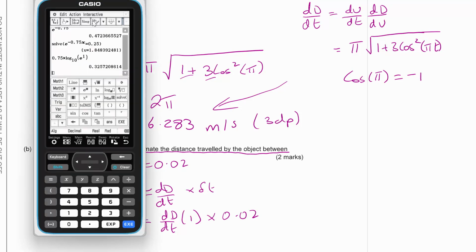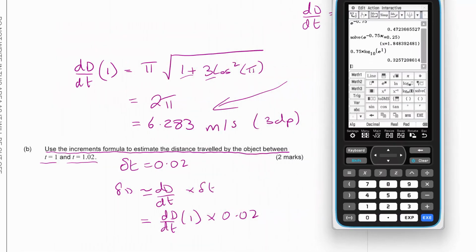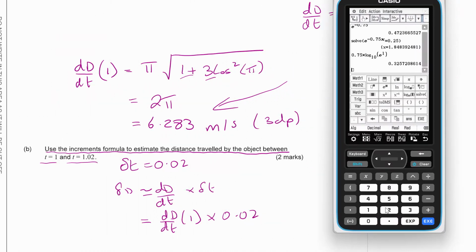So we know it was 2 pi, so 2 times pi times 0.02 gives us 0.126 meters.